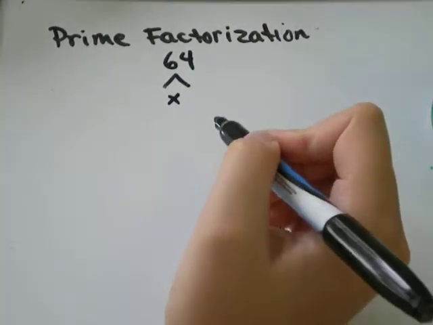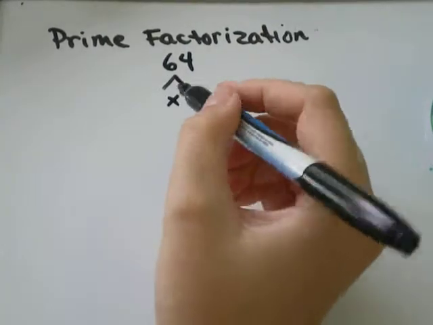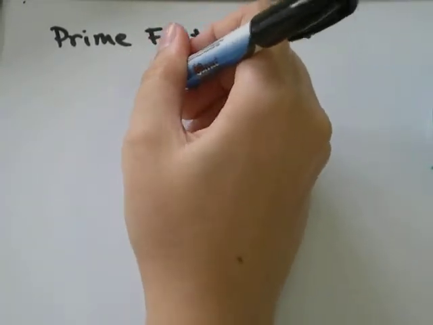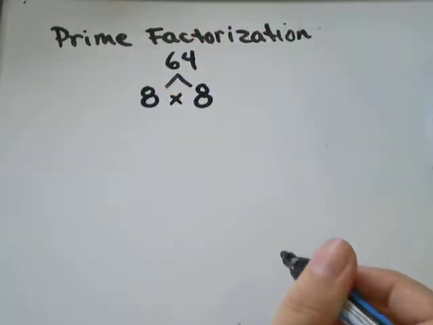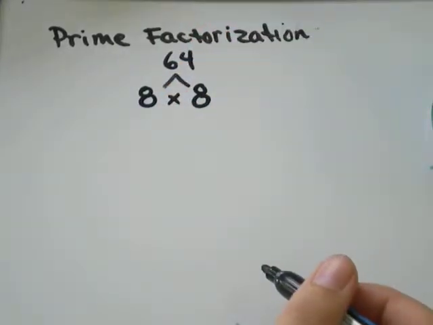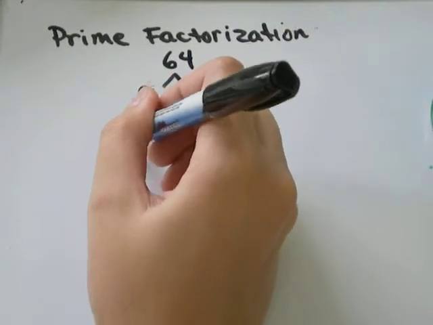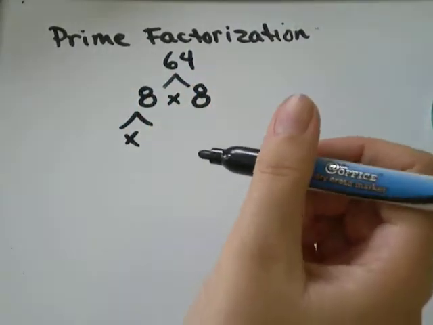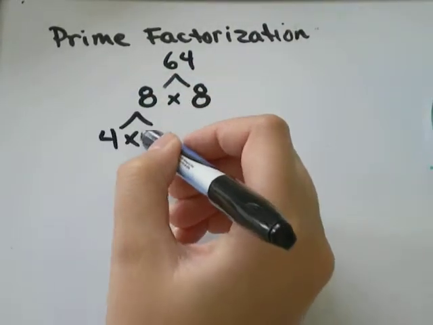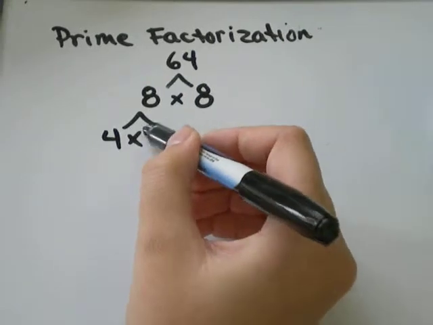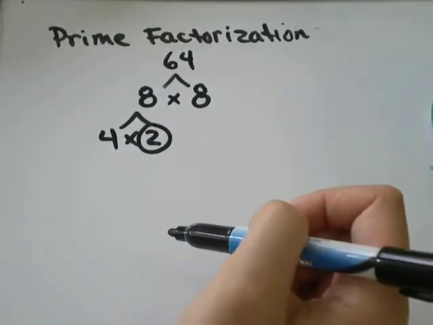64, we want to think, what two numbers do we multiply together to make 64? Well, a way I can think of will be 8 times 8. 8's not a prime number, so we can keep going, make another branch on our tree. 8 is 4 times 2. 2 is a prime number, so we can circle it, and that branch is done.